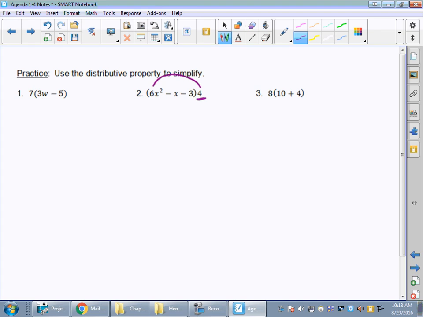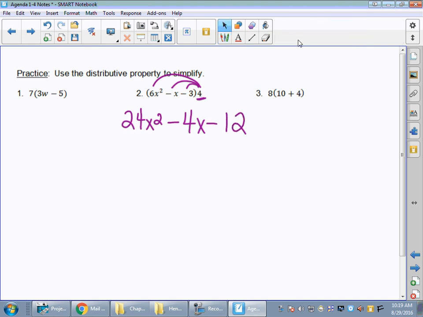So 4 times 6x squared would be 24x squared. Hopefully you know your times tables. That'll make these problems go quicker. If you don't, you got to go to your calculator and they won't go quite as fast. 4 times a -x is a negative, always the sign, the number, then the variable. And 4 times a -3 would give us a -12. So we just distributed from the right instead of the left.